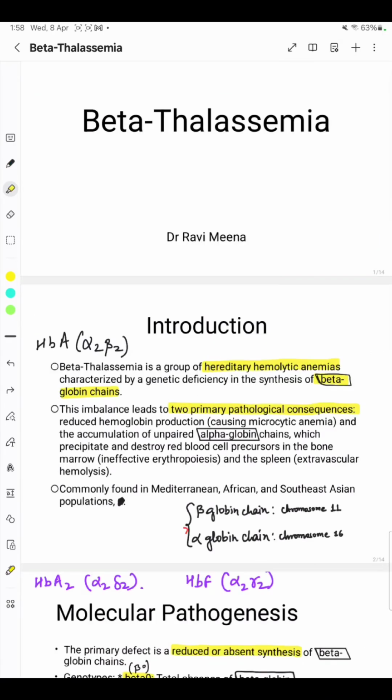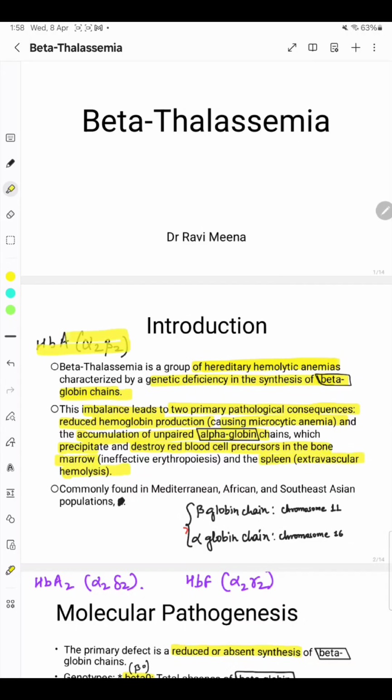In this video we will discuss beta thalassemia. So beta thalassemia is a group of hereditary hemolytic anemias characterized by a genetic deficiency in the synthesis of beta globin chains. This imbalance or decreased beta globin chain synthesis leads to two primary pathological consequences. One is reduced hemoglobin production causing microcytic and hypochromic anemia, and the accumulation of unpaired alpha globin chains which precipitate and destroy the red cell precursors in bone marrow and in the spleen.